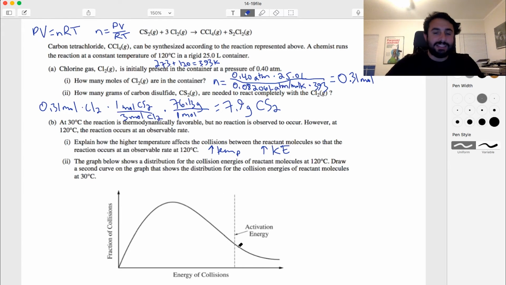And second, we definitely want to have the curve be very, very low by the time we get to the activation energy, because it's said that at 30 the reaction is thermodynamically favorable, but no reaction is observed to occur. So if nothing is observed to occur, that means very, very few collisions are able to surpass the activation barrier. So we want to be very low, very close to the x-axis over here.